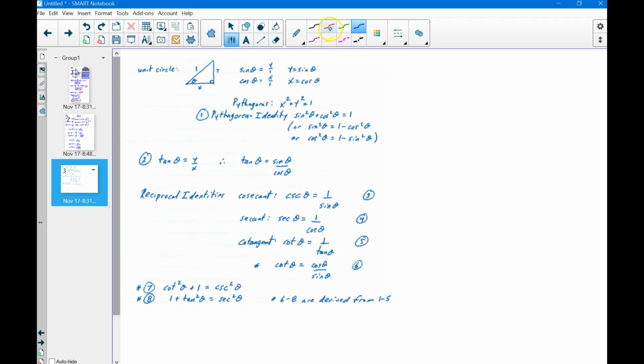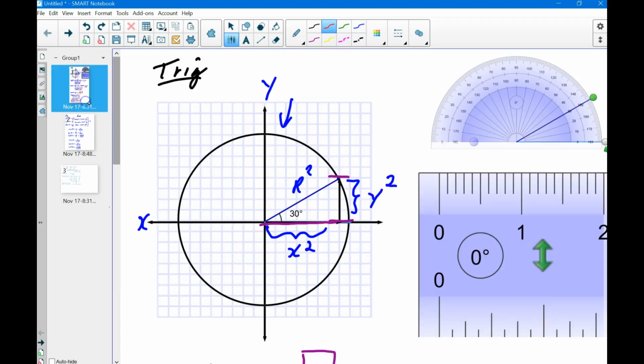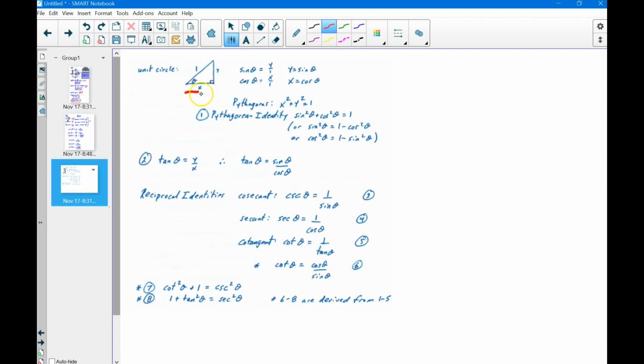Right here, for example, I know it's a little harder to visualize the unit circle, which is why I like doing it this way. You see the unit circle, but it's still the same principle. You see here how we had y over 1 and x over 1, and y and x equal sine and cosine. It's the same thing. Right here we have x squared plus y squared equals 1, which is Pythagorean.